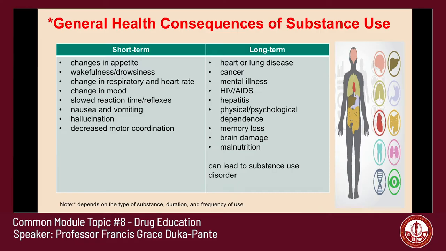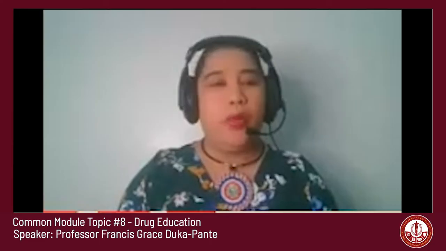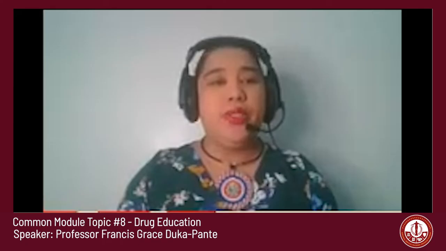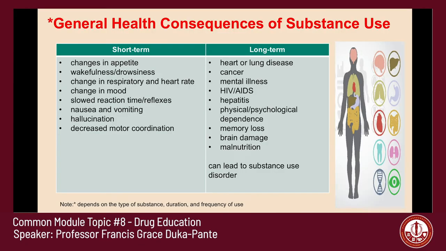So now let's proceed to the general health consequences of substance use. This can be categorized into two: the short term and the long term. In general, when you take substances, especially illegal drugs, it depends on whether it's a stimulant, a depressant, or a psychedelic. But generally, in the short term, you will experience changes in appetite, wakefulness or drowsiness. There is also a change in respiratory and heart rate. If you took a stimulant, for example, it will increase your respiration and your heart rate. There would be a change in mood. If you took a stimulant, you will be energetic and happy. If it's a depressant, there will be slowed reaction time or reflexes, nausea and vomiting. And for psychedelics, people may experience hallucination.